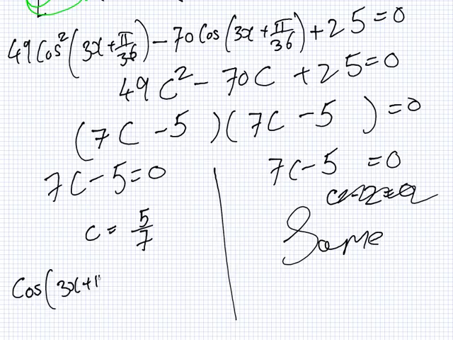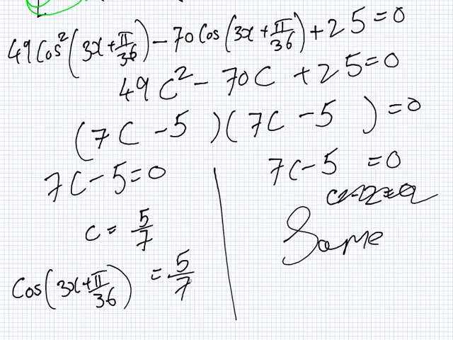Cos of 3x plus pi over 36 equals 5 over 7. Does this type of problem seem familiar? Yes, it's the first example I did for you, the same type. So what's the first step? We have it ready, inverse cos. Second step, make the extra answers. How many answers do you think we should have?